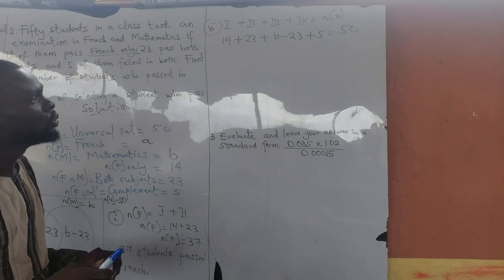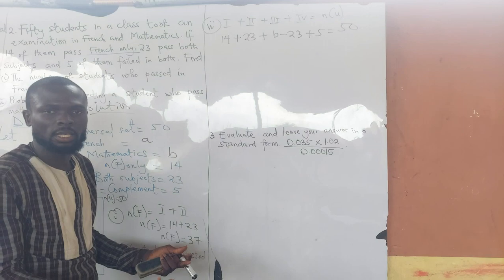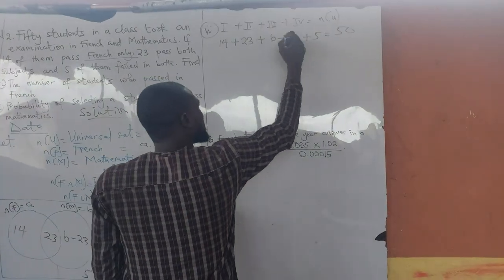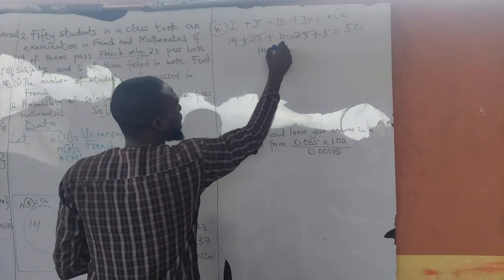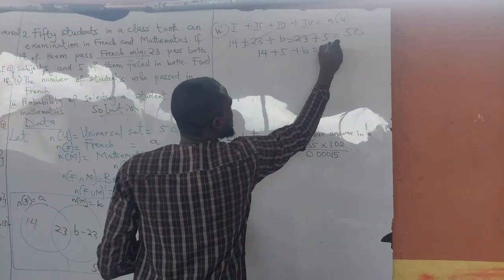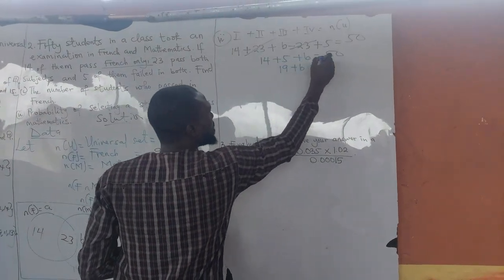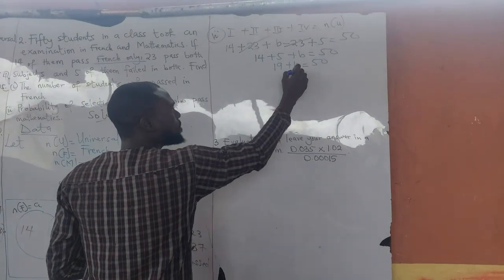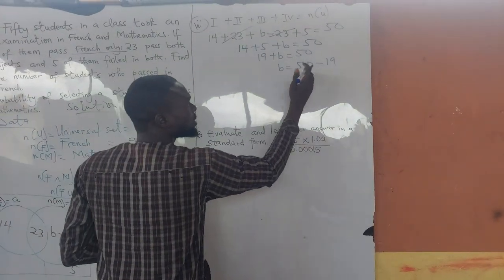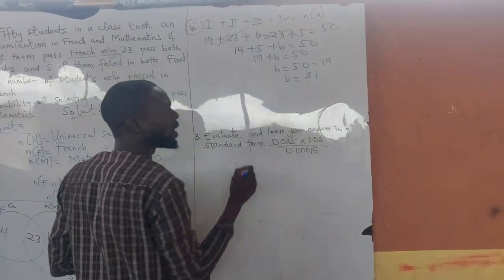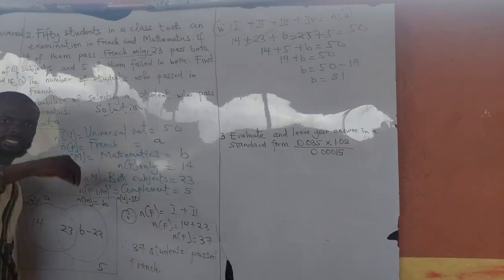Now, this becomes a simple equation to solve for B. So positive 23, negative 23 can cancel out. Now you have 14 plus 5 plus B is equal to 50. So this will give you 19 plus B is equal to 50. Making B the subject will give you 50 minus 19. Then you subtract. Now B is equal to what? 31.